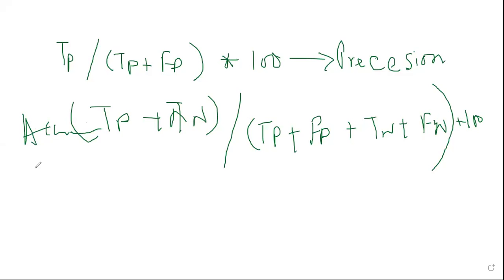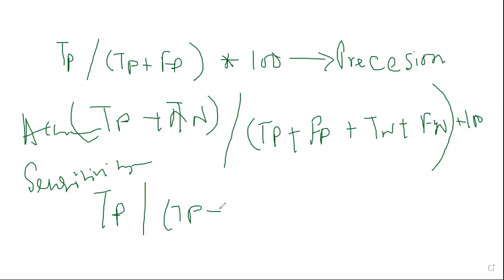Another is sensitivity. Sensitivity is calculated as TP by TP plus FN, into 100. So these are basically the formulas of model evaluation. Precision is TP by TP plus FP into 100. Accuracy is true positive plus true negative divided by all: true positive plus false negative plus false positive plus true negative, into 100.